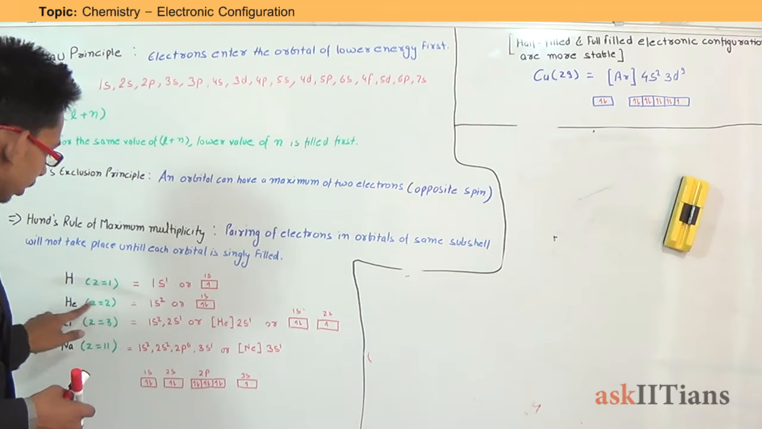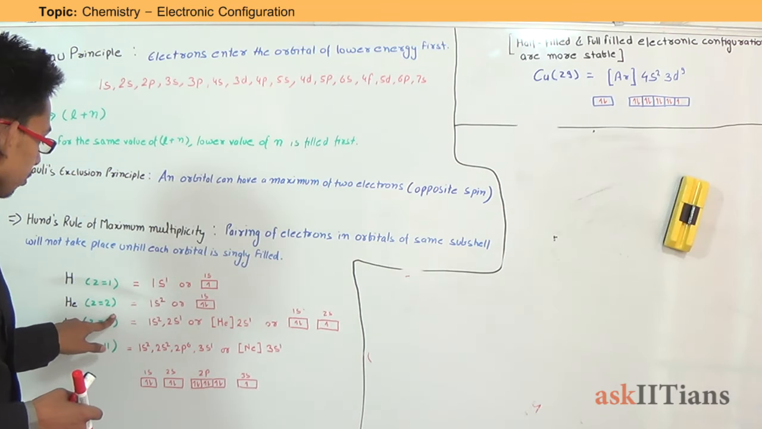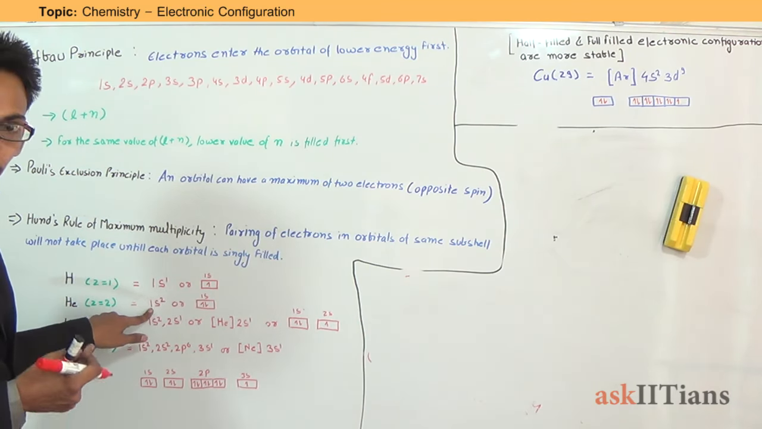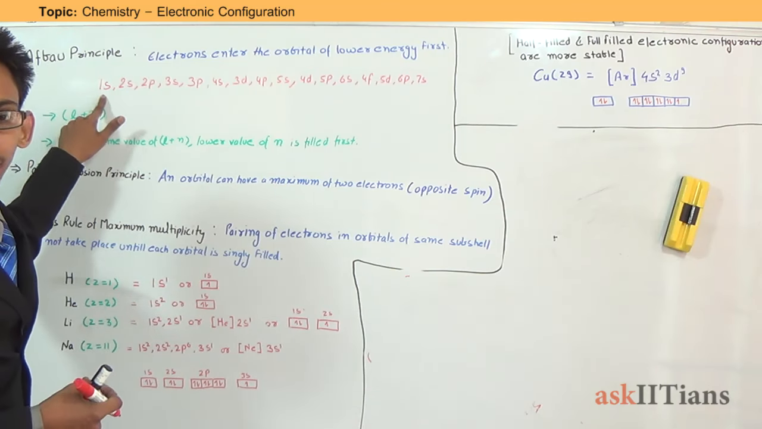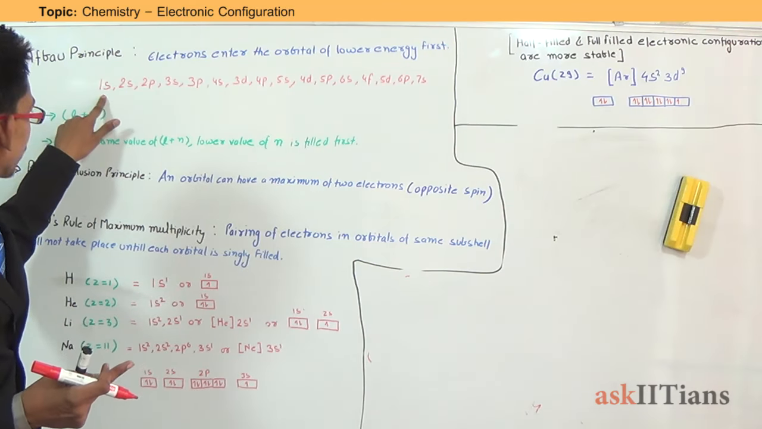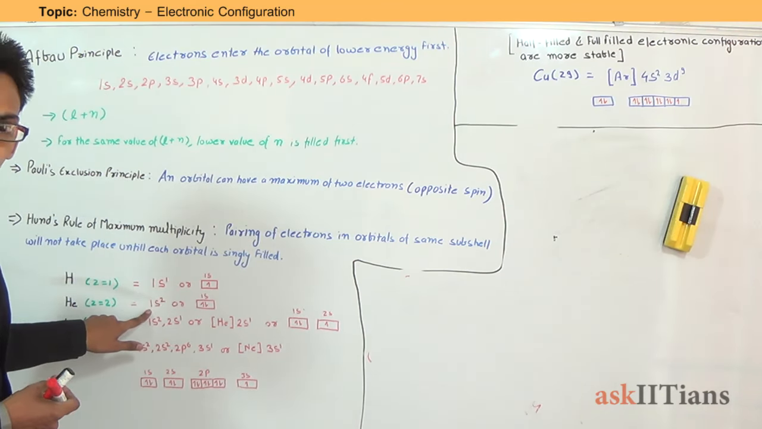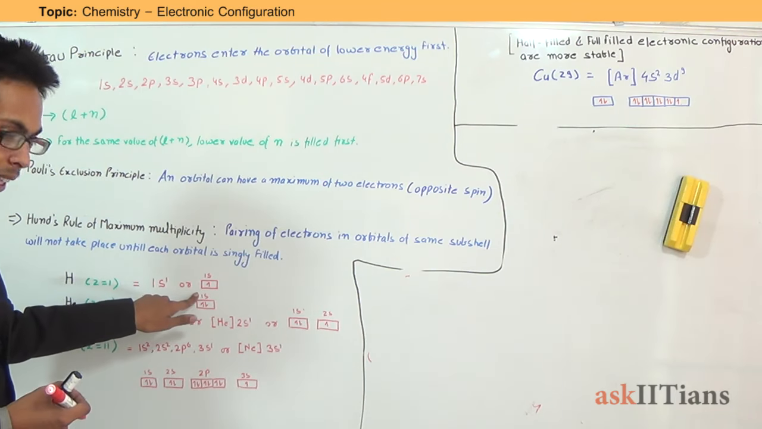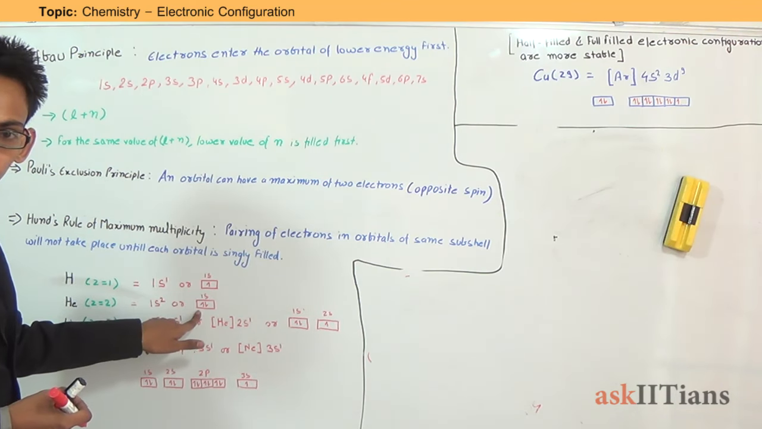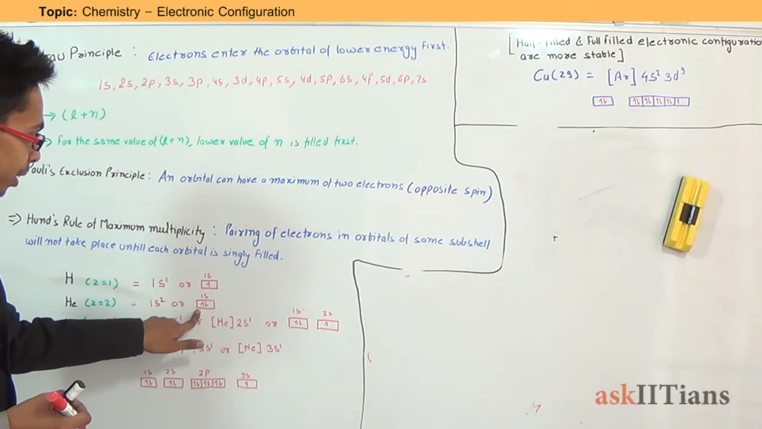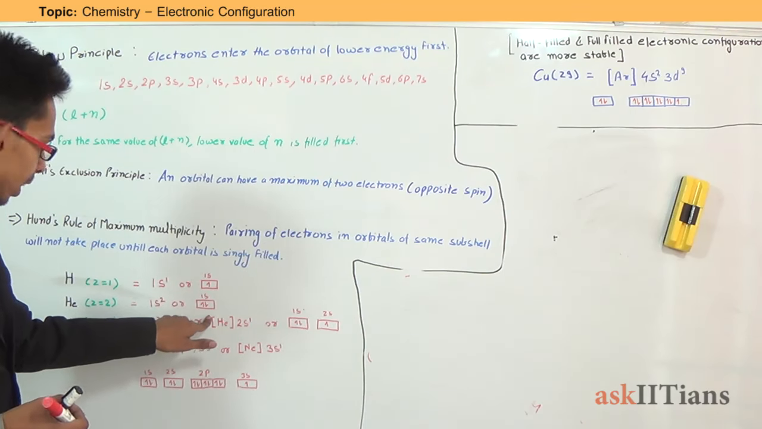The next one is helium. It contains 2 electrons, as the atomic number is 2. We can fill a maximum of 2 electrons in the first orbital, so we write 1s2, or we can write 1s and in the orbital box, a half-headed arrow, one clockwise and another anti-clockwise.